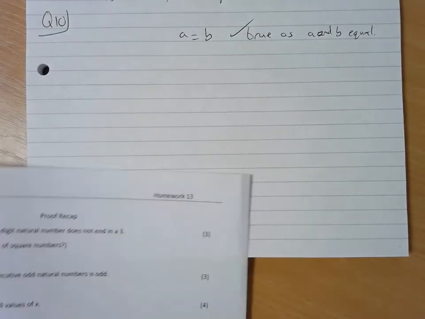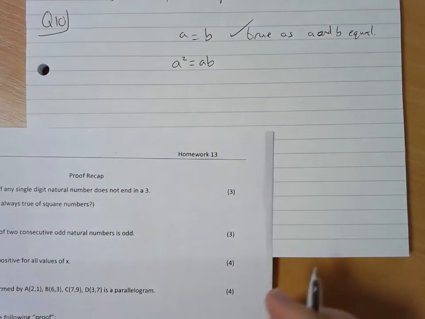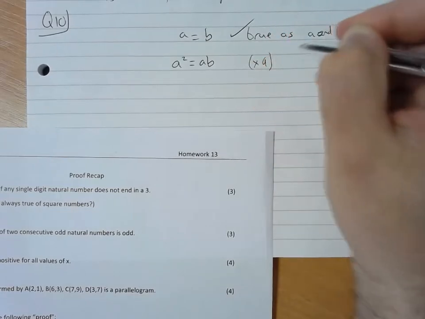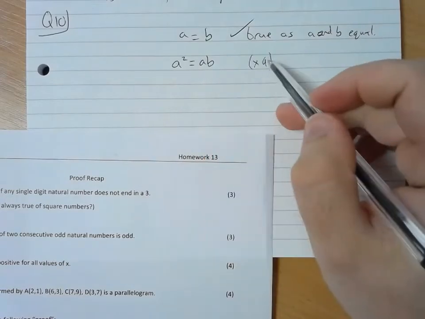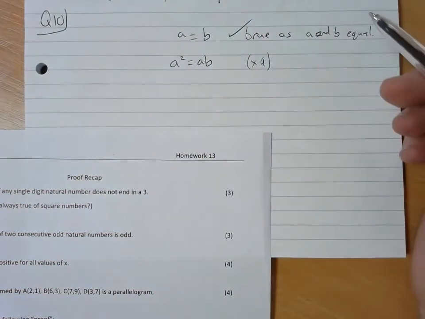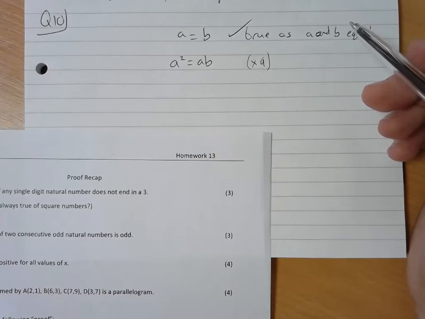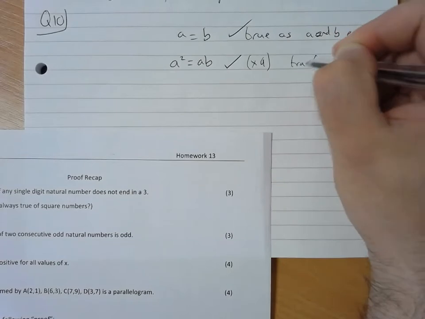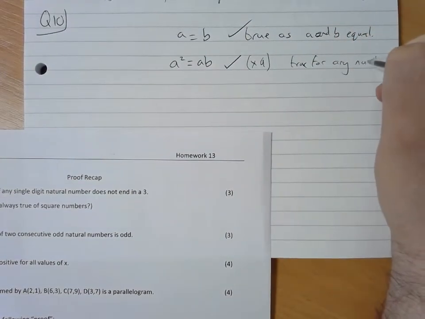The next step, we've got a squared equals ab. So what has been done here, we've multiplied by a. Because this has gone from a to a squared, this has gone from b to ab, we've multiplied through by a. Are we always allowed to do this? a is any number. Can we multiply by any number we like, the same on both sides? Yes, we can. We can always multiply through by that.